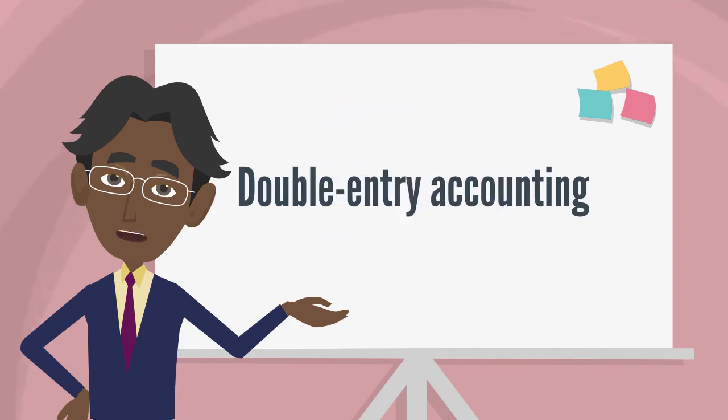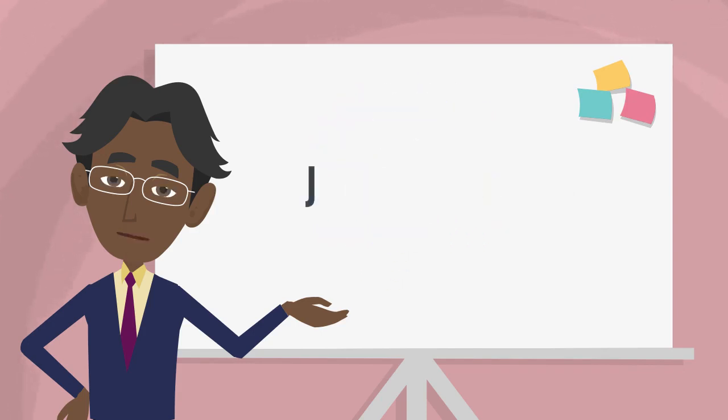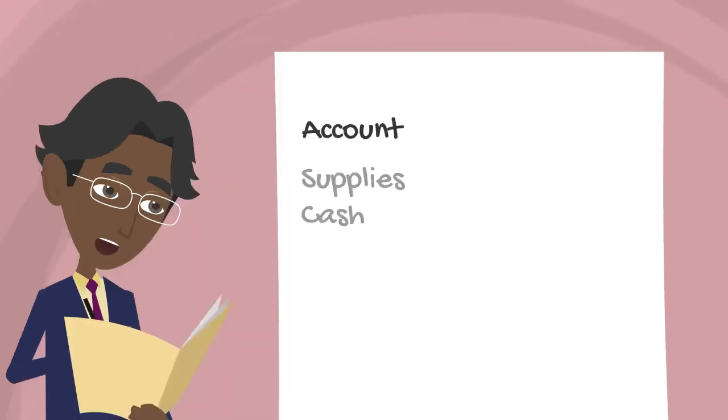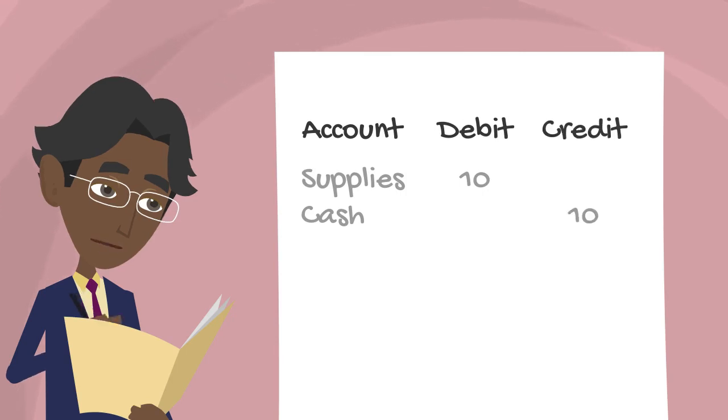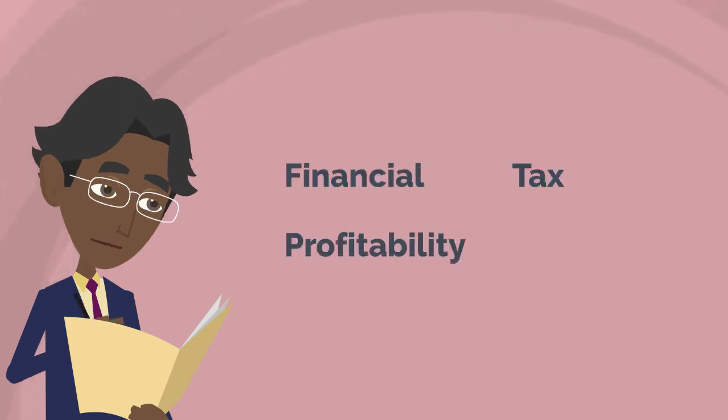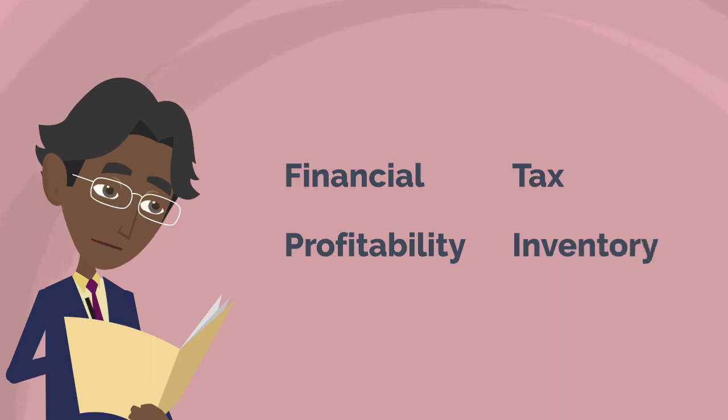Under the Double Entry Accounting System, businesses use journal entries to record debits and credits that account for all of their business activities. There are always at least 2 entries made for each transaction, 1 debit and 1 credit, to keep the books balanced. Whether that's accounting for financial reporting, tax reporting, profitability, inventory, or more, these journal entries are the most fundamental and universal system for bookkeeping.